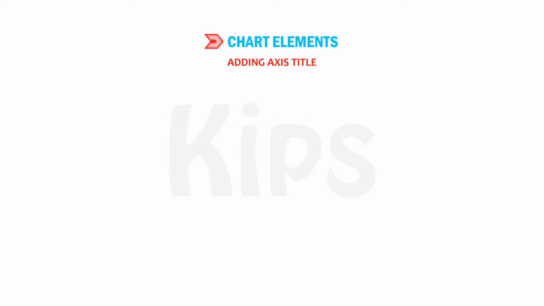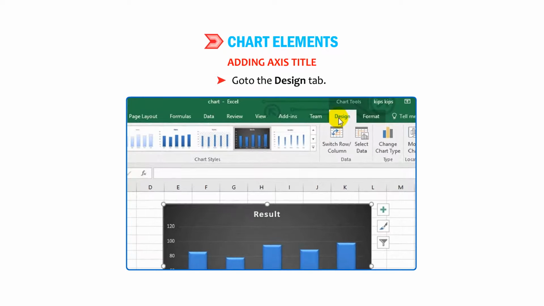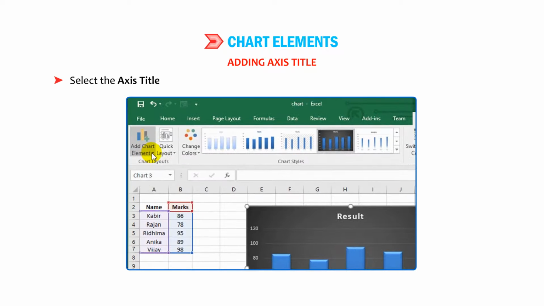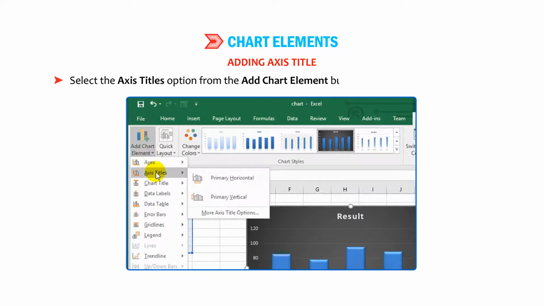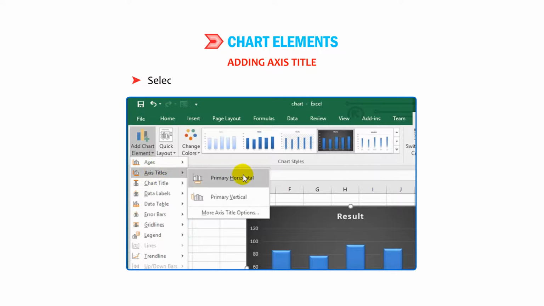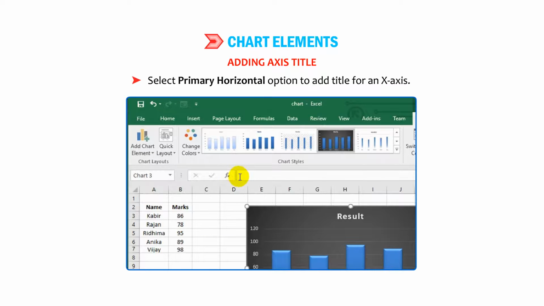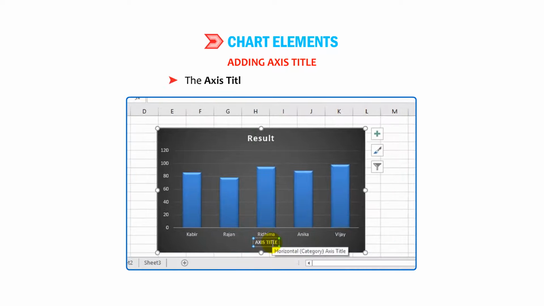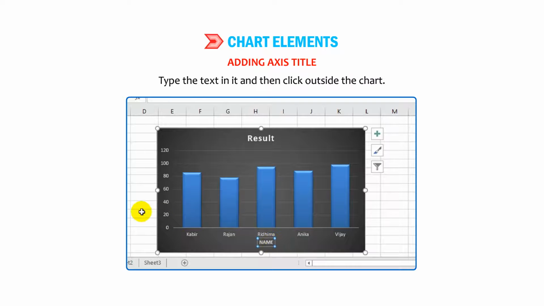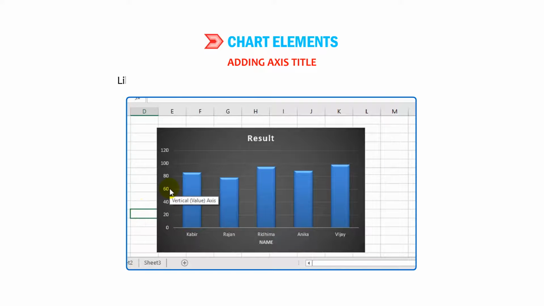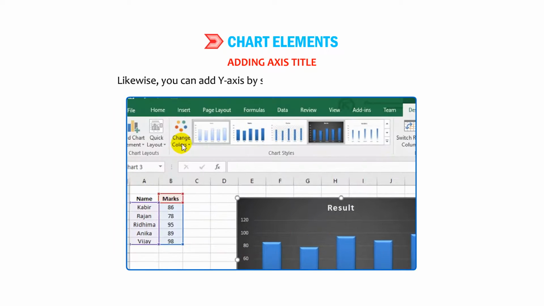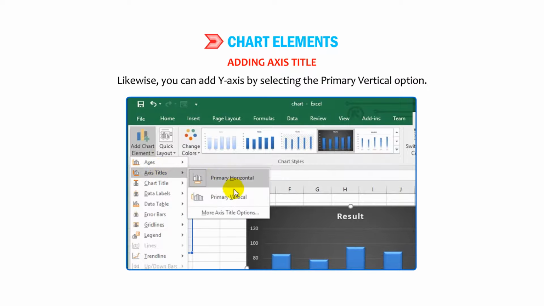Adding axis title. Go to the Design tab. Select the Axis Titles option from the Add Chart Element button in the Chart Layouts group. Select Primary Horizontal option to add title for an x-axis. The Axis Title box appears at the bottom. Type the text in it and then click outside the chart. Likewise, you can add the y-axis title by selecting the Primary Vertical option.